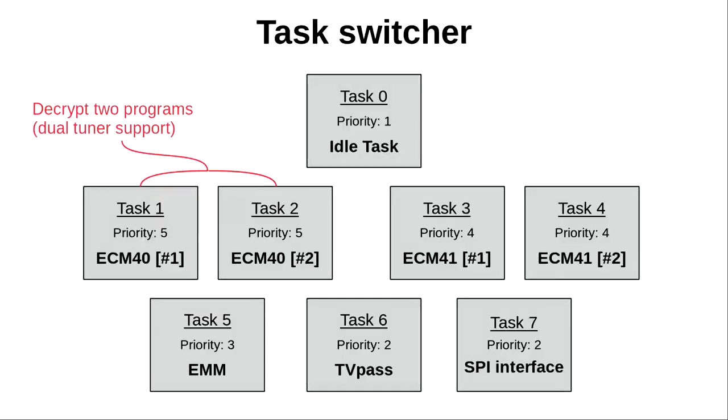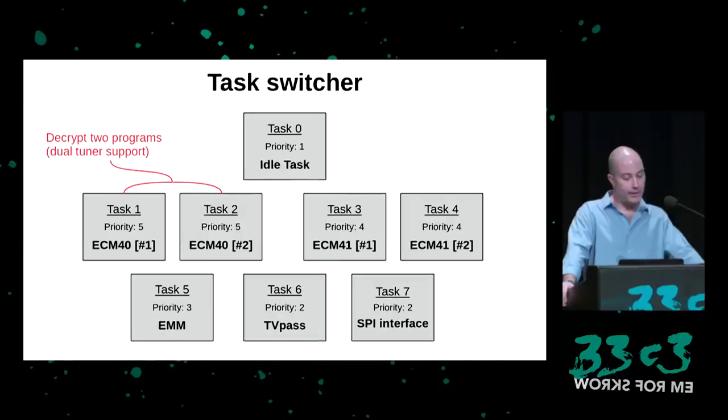The next thing I found was the application wasn't very simple. This 6502 actually runs a task-switching operating system. 8 tasks are run, supporting decryption of up to 2 channels at the same time. There are 2 tasks to handle processing of ECM40 messages and generation of the working keys used to decrypt the transport stream, and 2 tasks to handle processing of ECM41 messages to generate the program keys that are used to process the ECM40. 1 task for handling EMM processing, and there's also a task to communicate with the TV pass interface for security upgrades, with another task to handle the messages that are coming in over the SPI interface.